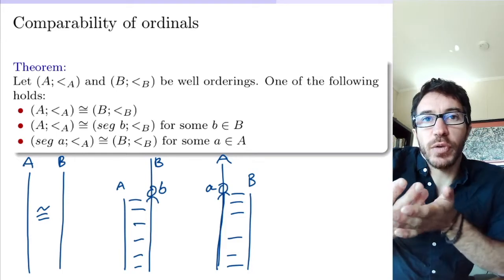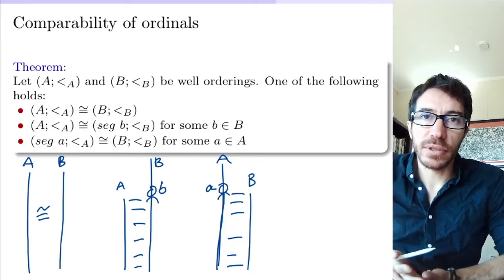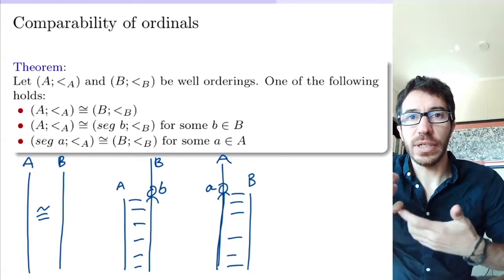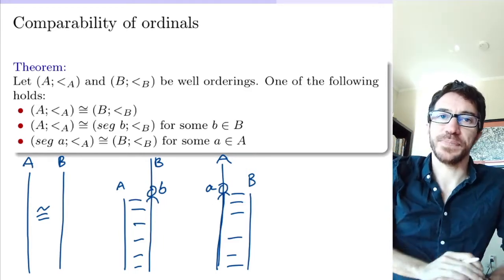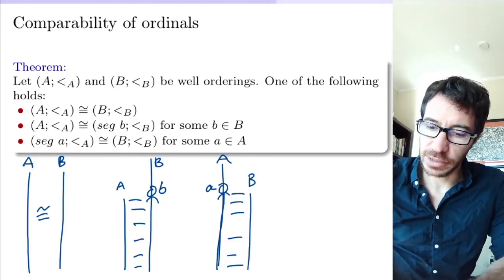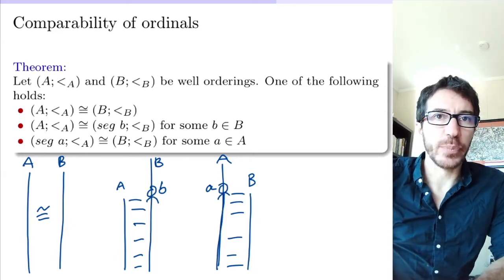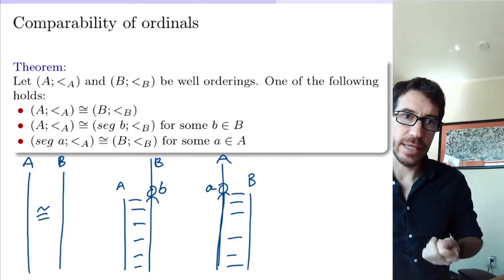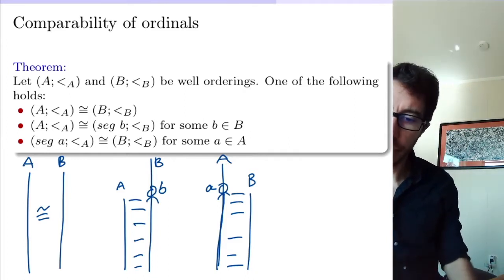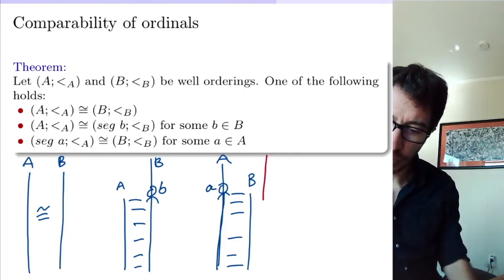So in a sense, this provides you an ordering among the well orderings. Any two well orderings, one is larger than the other, and we can linearly order all the well orderings. That's going to be quite interesting. Okay, so let's prove this theorem. The idea for the proof is as follows. Let's do the idea first and then the actual proof.